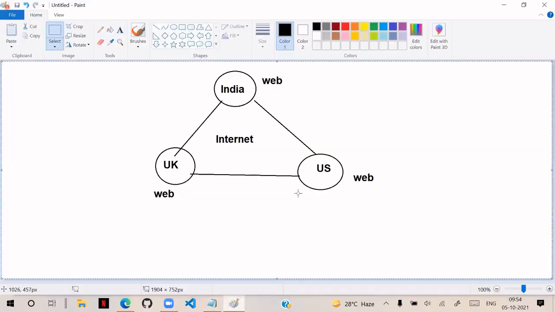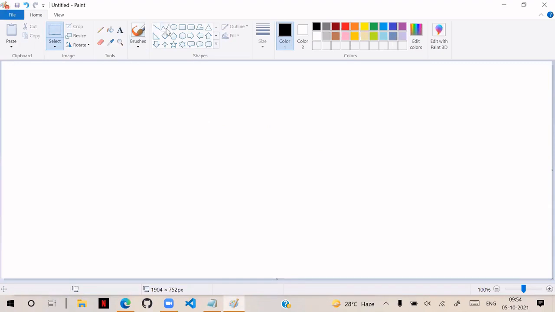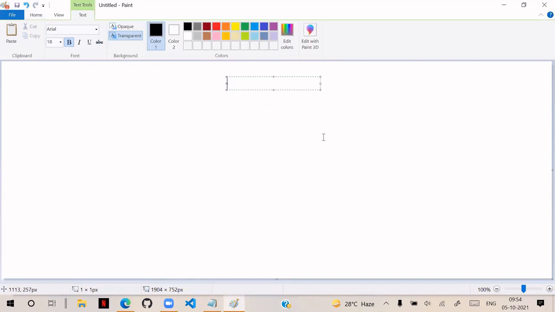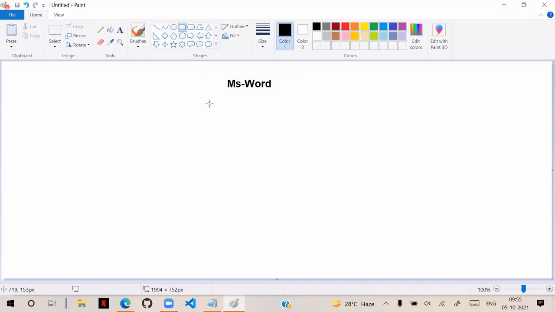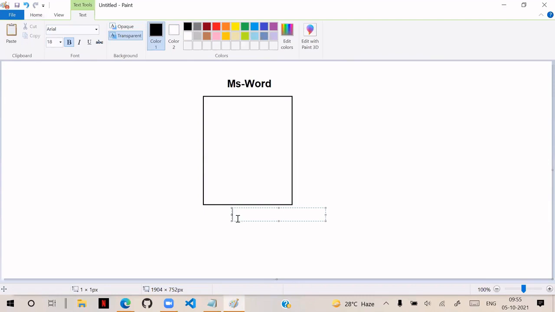Let's take another example here. Suppose we have MS Word. I will take an example of simple MS Word. Suppose in MS Word we have a page, a paper. Generally, this paper size people call A4, or you have a paper size called legal letter size.